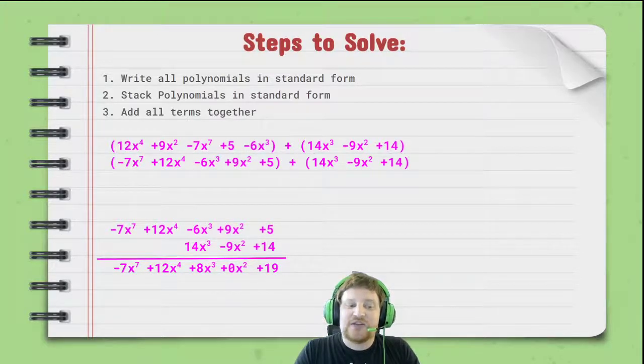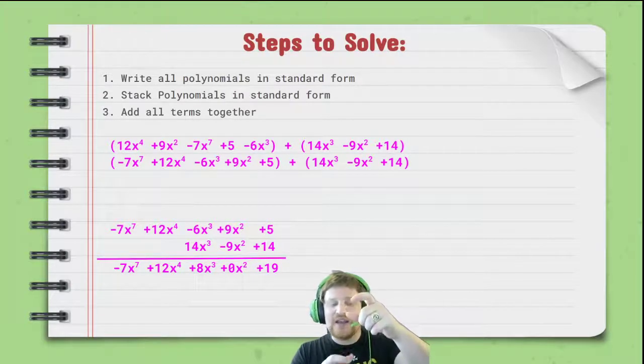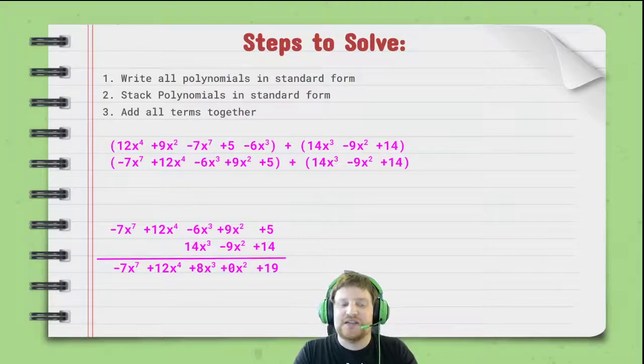So I have 8x cubed, and then I have a positive 9x squared and a negative 9x squared. Those cancel out to 0x squared. And then I have the 5 plus my 14, which is just 19.